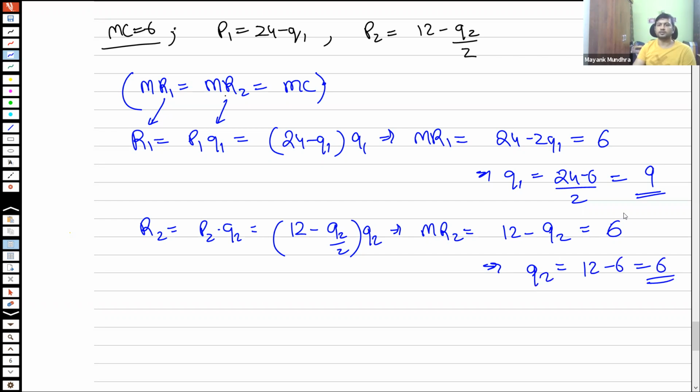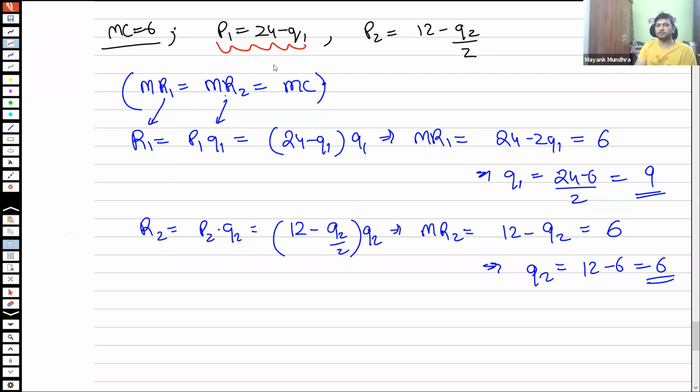Okay, so that is your answer. Okay, so it's very simple. It's very straightforward. Now suppose the firm is a monopolist in the first market.